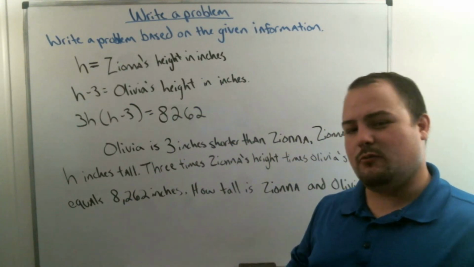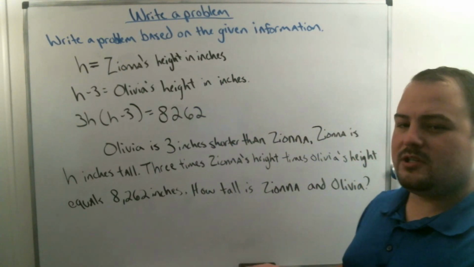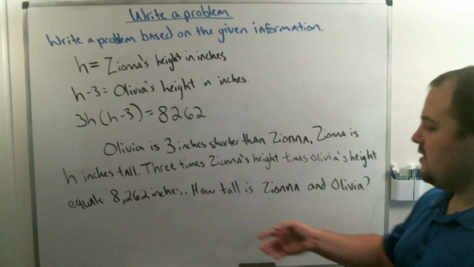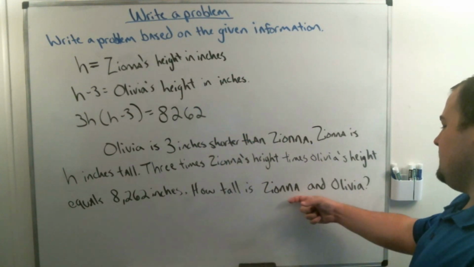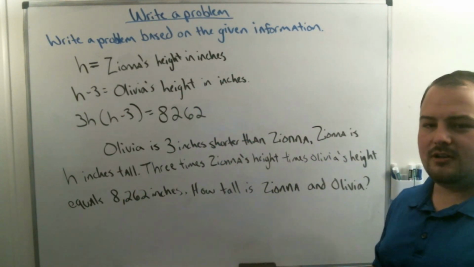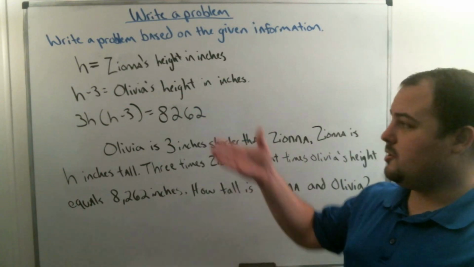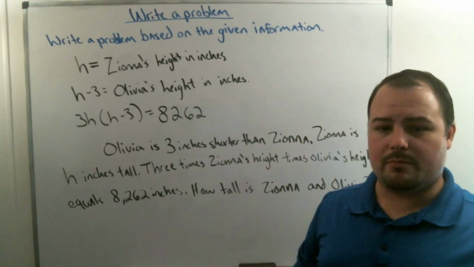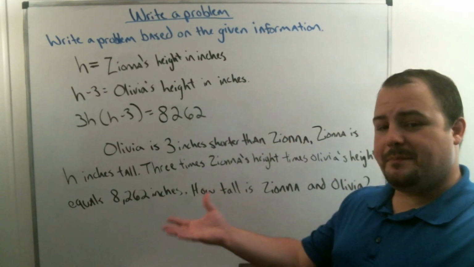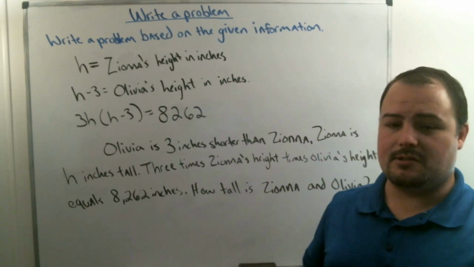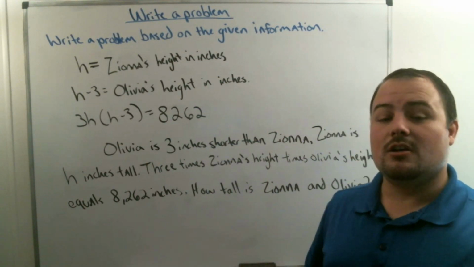So using the fact that we know what it's equal to, we could potentially work backwards and solve this problem. It says, how tall is Ziana? And I want to know how tall Olivia is. So what we did was we took all the information given and wrote a problem that somebody could solve based on that information. That's what you're doing at the very end of this lesson.